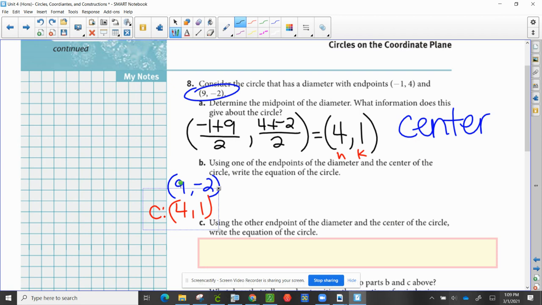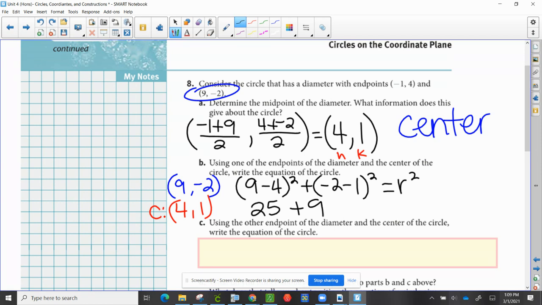So let's see, we take x, so 9, minus h squared, plus my y, so we're going to take y, minus my k value squared. That'll equal our r squared. Okay, well, 9 minus 4, that's 5. 5 squared is 25. Okay, -2 minus 1, that's -3. -3 squared is +9. So let's see what we get for r squared here. 25 plus 9, r squared would be 34.